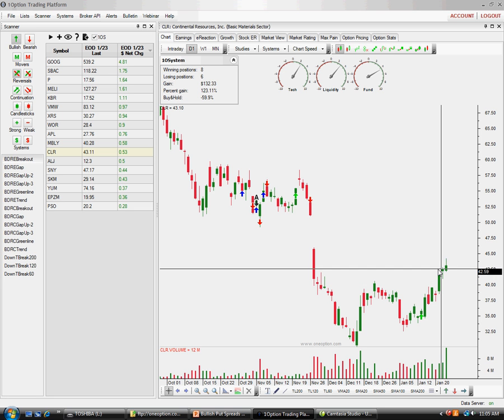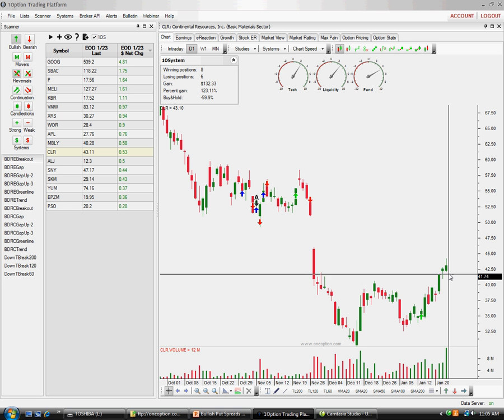So with the stock currently at 43, it could move 3 points lower to our strike price of $40, and we're still okay at option expiration. We get to keep our $1.